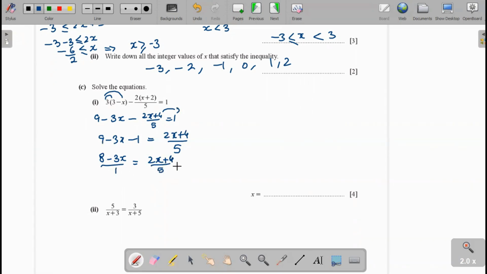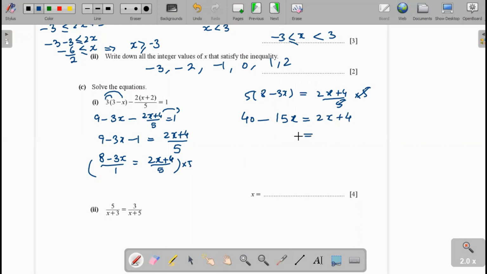Now we multiply this equation by 5. Therefore, when we multiply by 5, that is equal to 8 minus 3x multiplied by 5, and that is equal to 2x plus 4 over 5 multiplied by 5, where the 5s will cancel. Now 5 eights are 40 minus 5 threes are 15x. That's equal to 2x plus 4.